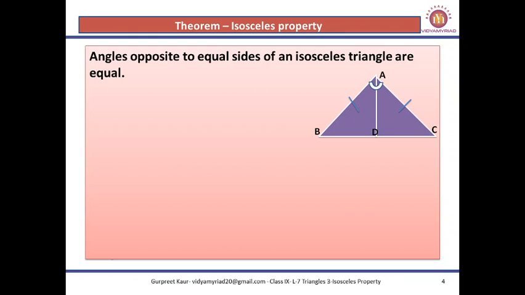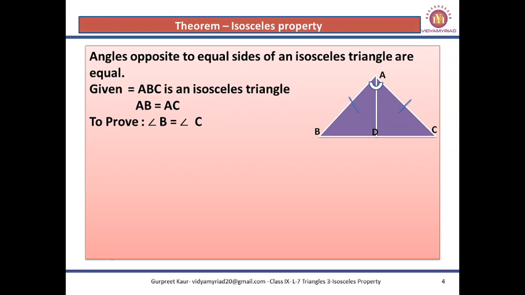Now if you see, they are saying angles opposite to equal sides. If I see AB as one side, its opposite angle is C. AC as a side, its opposite angle is B. So that means we need to prove angle B is equal to angle C. First of all we will write what is given to us. ABC is an isosceles triangle and AB is equal to AC. To prove angle B is equal to angle C, let's do the construction here.